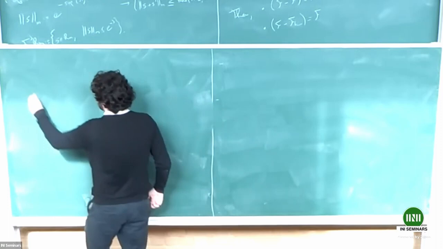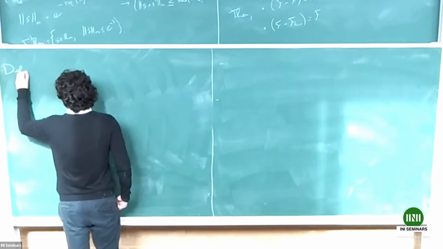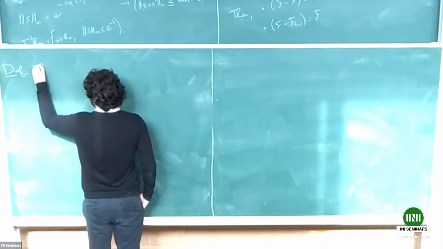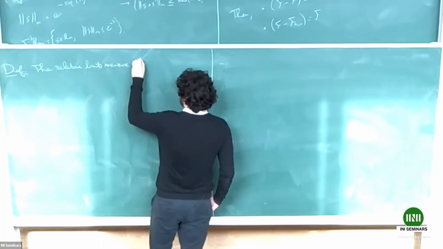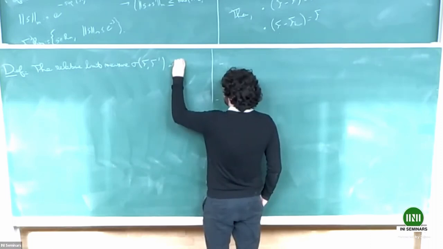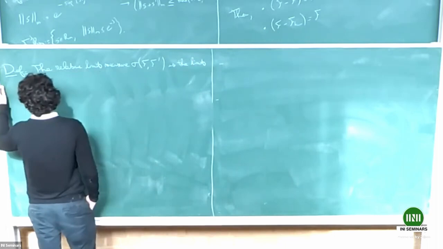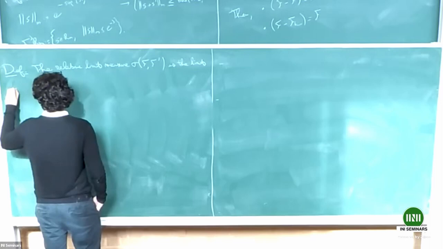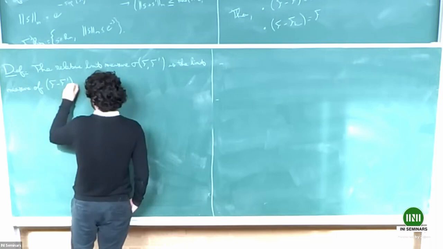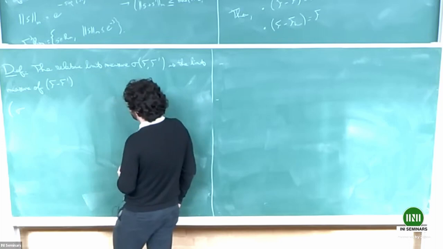Right, so again, from yesterday, we had a limit measure associated to any filtration, and we call the relative limit measure sigma of F, F prime the limit measure of F minus F prime in the sense of yesterday. So this is a limit of Dirac masses at the jumping numbers. In particular, we recover the limit measure from yesterday by sigma of F equals sigma of F, F triv.